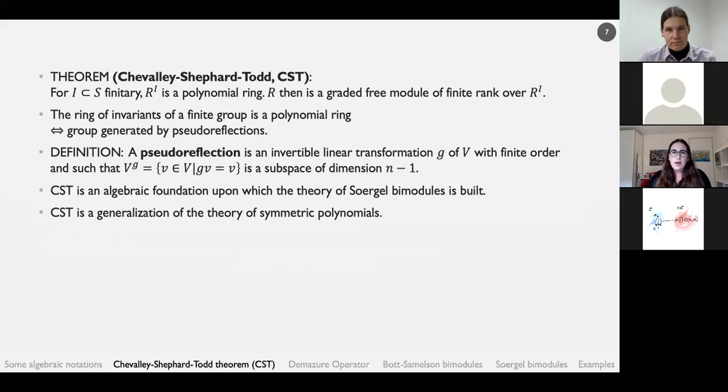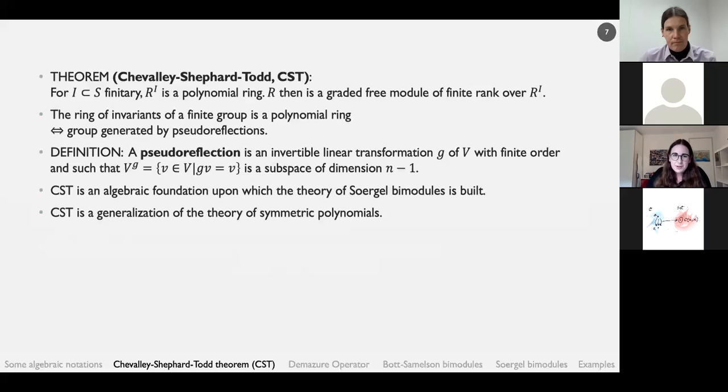Second, R is then a graded free module of finite rank over R^I, and hence R^I is a polynomial ring in finitely many variables. To be formulated in a different way, the ring of invariants of a finite group acting on a complex vector space is a polynomial ring if and only if the group is generated by pseudo-reflections.